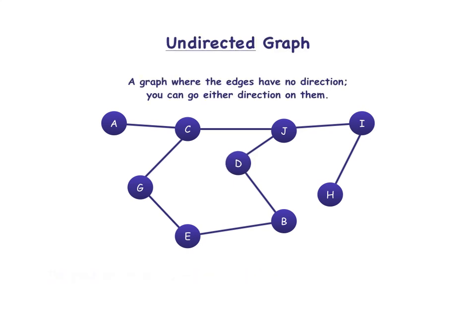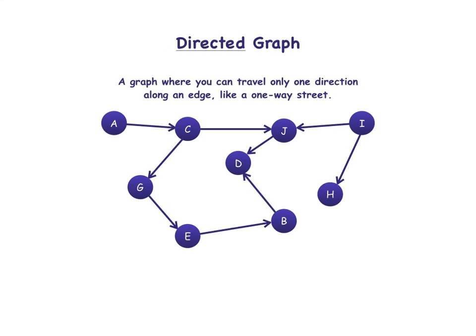Undirected graph. An undirected graph is a graph where the edges have no direction, permitting us to travel in either direction on them. Meaning in a path, we can go from A to C and from C to A. We can go from J to D and from D to J. Both directions would be legal in an undirected graph. And a directed graph is a graph where you can only travel one direction along an edge, like a one-way street. So in this graph, for example, we can go from A to C, but we cannot go from C to A. We can go from I to J, but we cannot go from J to I.